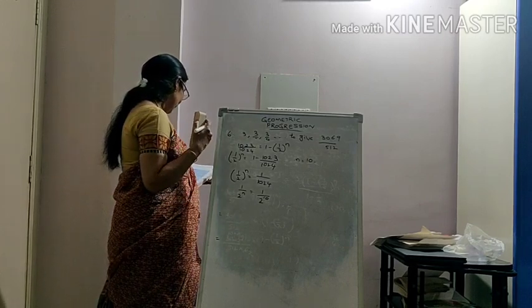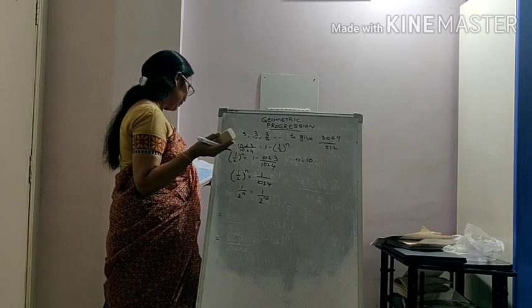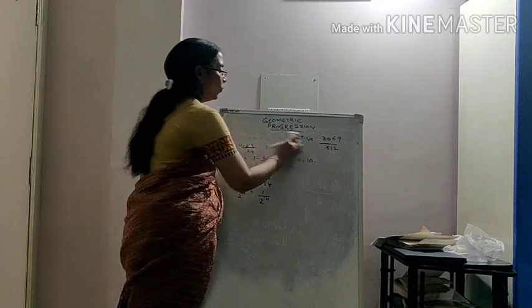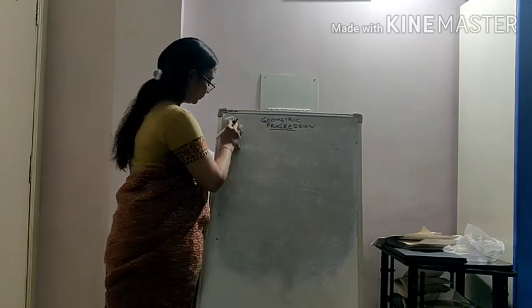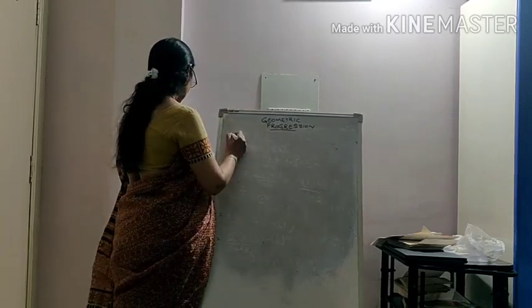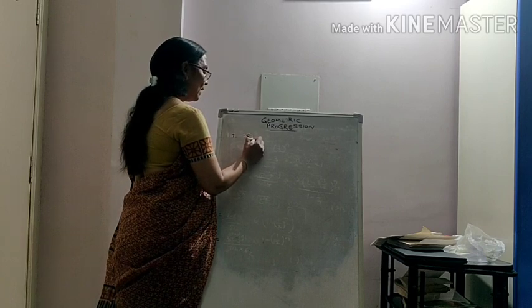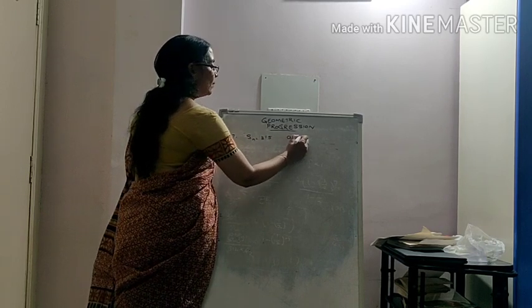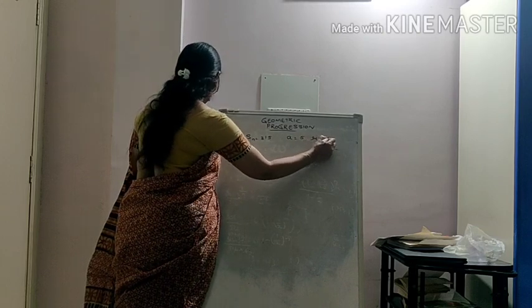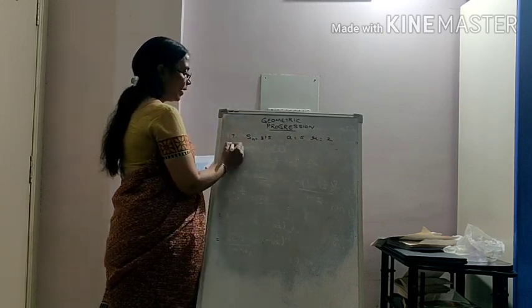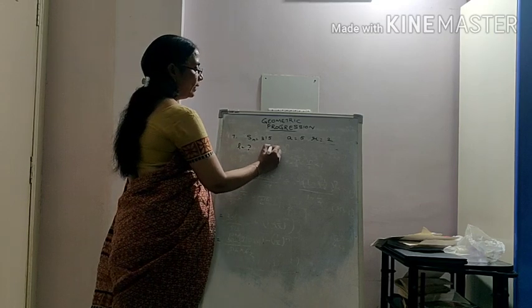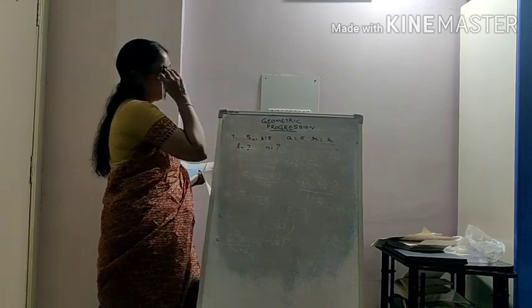Then one more question. Sum of GP is given as 315. First term is 5. Common ratio is 2. We have to find out the last term and the number of terms.